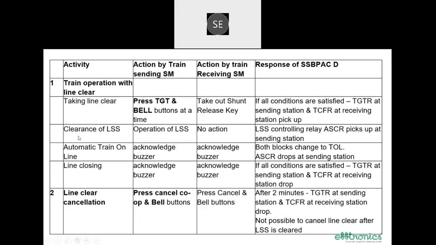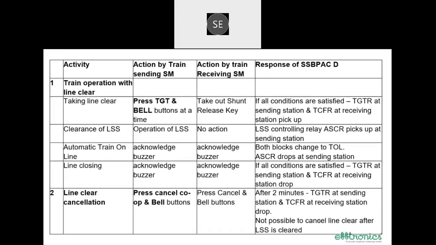So there is one more operation. The second operation is line clear cancellation. For line clear cancellation, the cancel cooperation button and bell button are pressed, and at the receiving station the cancel and bell buttons are pushed, and after 2 minutes TGTR at the sending station and TCF at the receiving station will drop and the line will be closed.